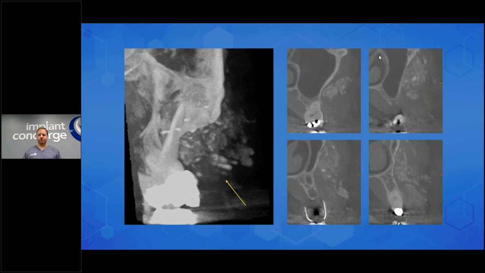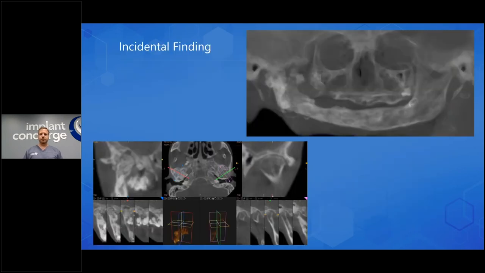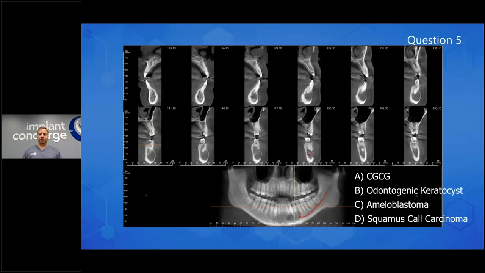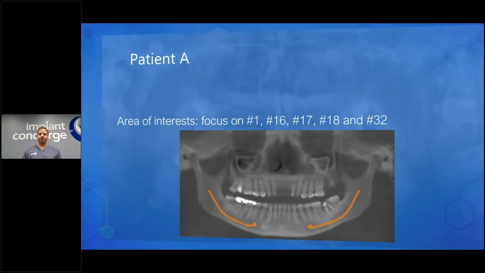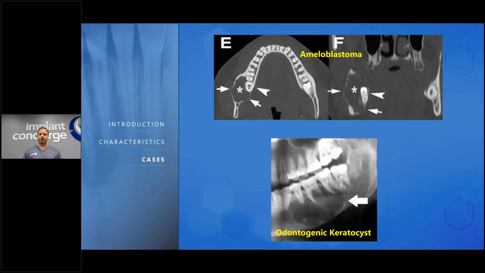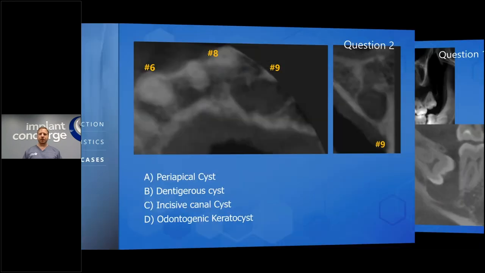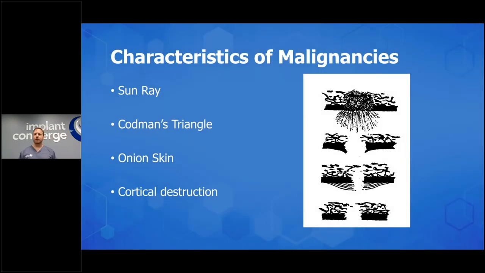We have another question asking if you could explain that onion skin reaction in more detail, and if you happen to have any actual imaging of that finding. The best I have is, let me go back. Here we go. These are characteristics that you're going to find with malignancies. Other lesions can cause that onion skin look. So as you can see, the third picture down, that's the periosteal reaction. So the bone is trying to protect itself.